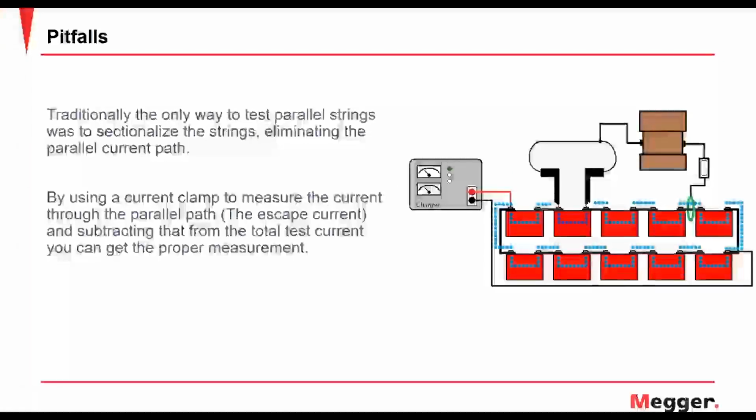In this case, what you can do, instead of segmenting the string, is use an extra CT. This CT is put on the parallel string, and it will measure the escape current going through that parallel string. Once the tester knows the total current and also measures the escape current through the extra CT, it can subtract this extra current and give you the true reading for each cell that you are testing. This makes it easier for you when you have parallel strings, by adding this additional measurement CT.